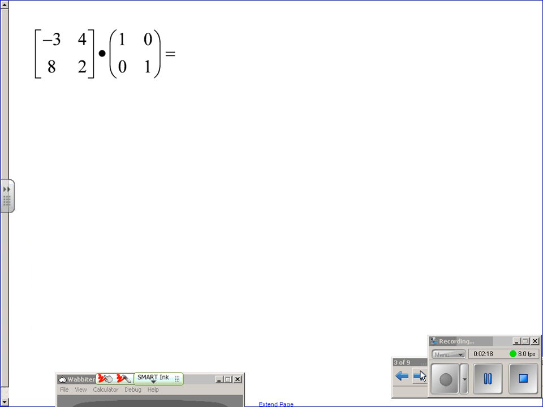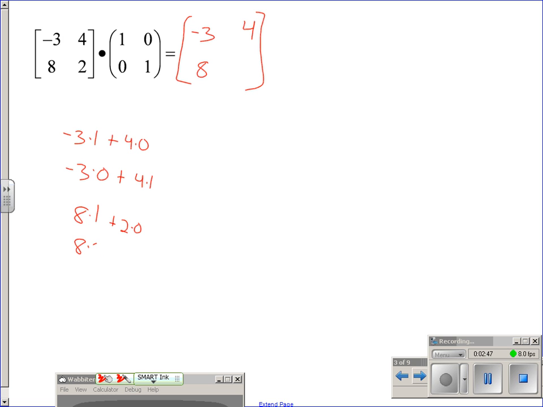So, just to show you, I'll do this by hand here, row by column. Negative 3 times 1 plus 4 times 0, that is negative 3. First row, second column: negative 3 times 0 plus 4 times 1, that is 4. Second row, first column: 8 times 1 plus 2 times 0, 8. Second row, second column: 8 times 0 plus 2 times 1, 2. If we call this matrix A, we just got matrix A again. That's the idea of the identity matrix.